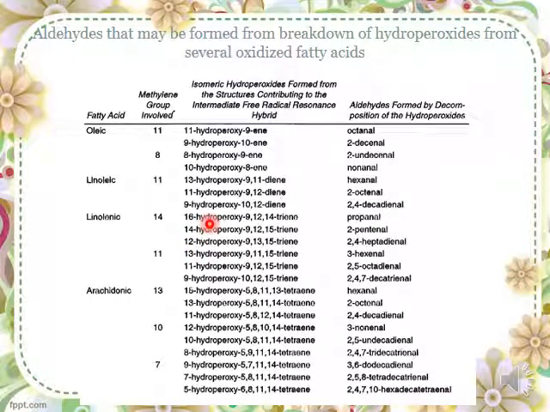So this table here shows the formation of aldehyde from the breakdown of hydroperoxide from several oxidized fatty acids. So these are the fatty acids here, and the methylene group involved in the breakdown, and these are the isomer of the hydroperoxide form. And these are the aldehyde formed from the decomposition of this hydroperoxide here.